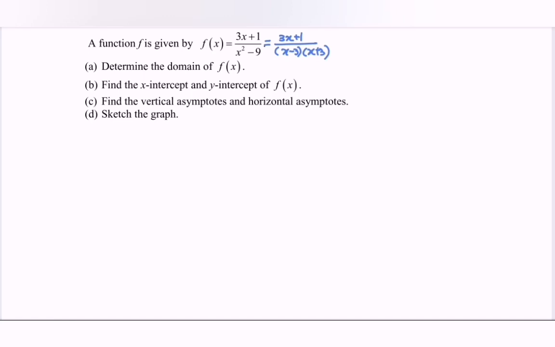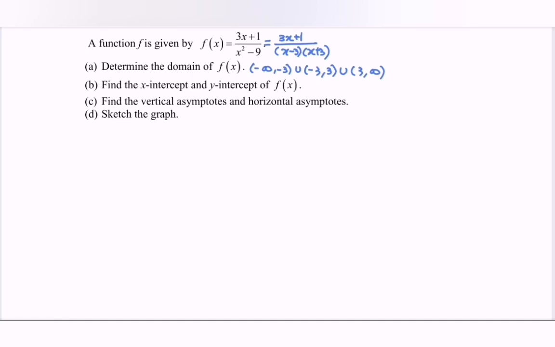A, determine the domain. As we can see, x cannot be equal to 3 and also negative 3. So the domain would be negative infinity until negative 3, union negative 3 until 3, union 3 until infinity.